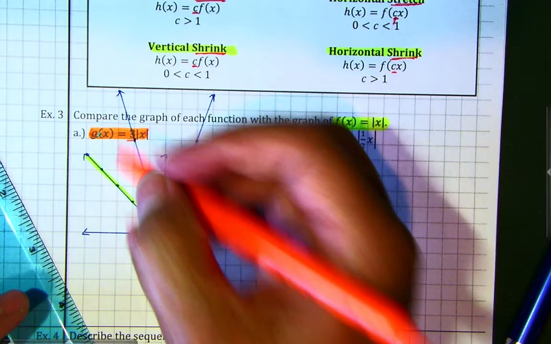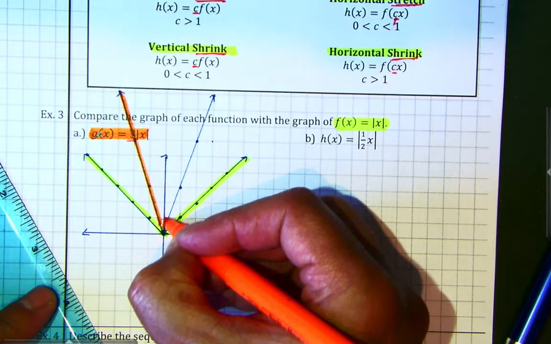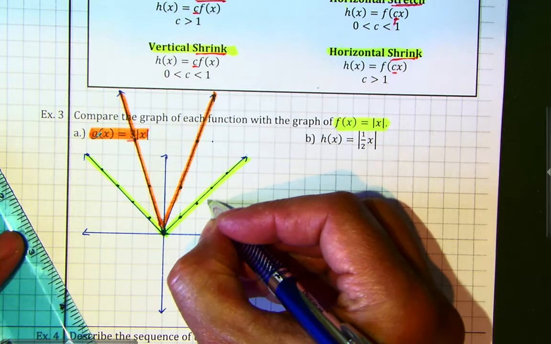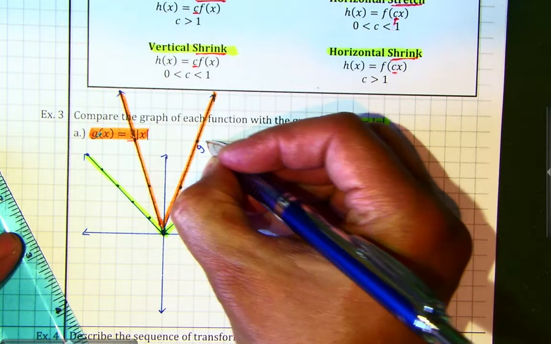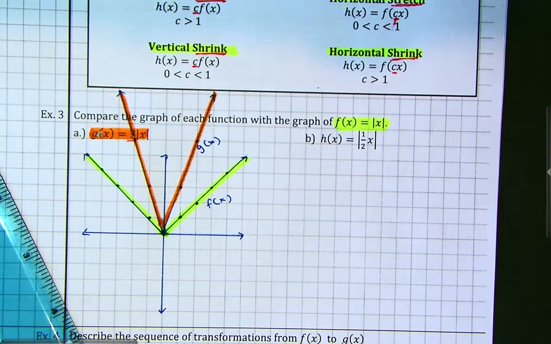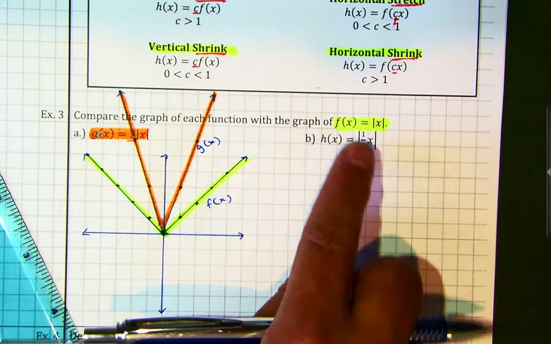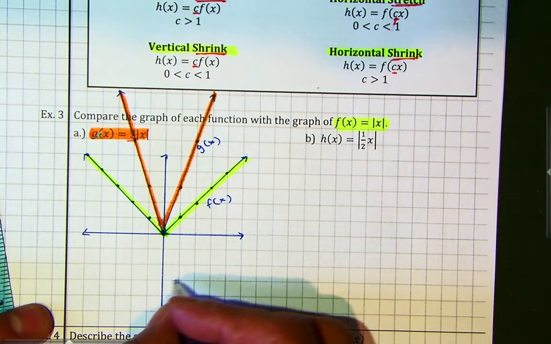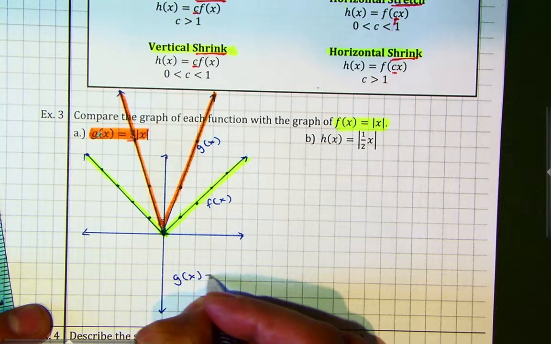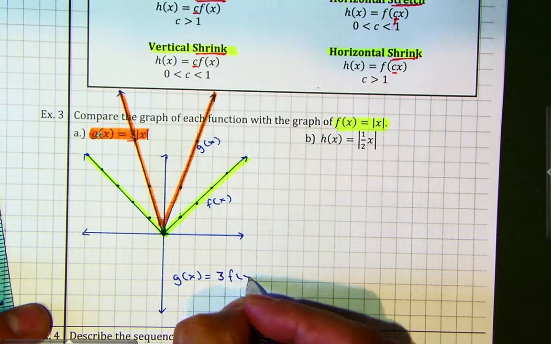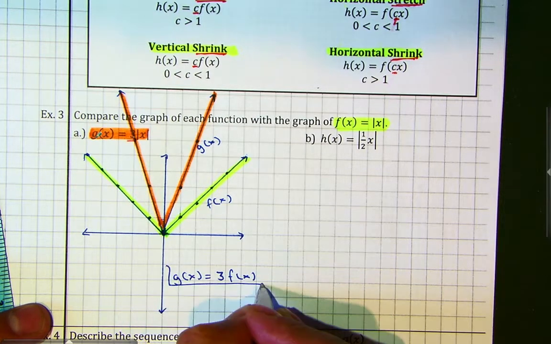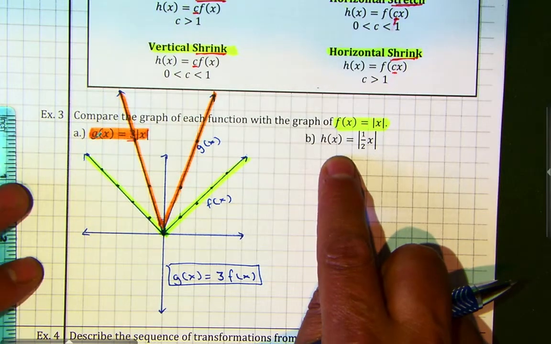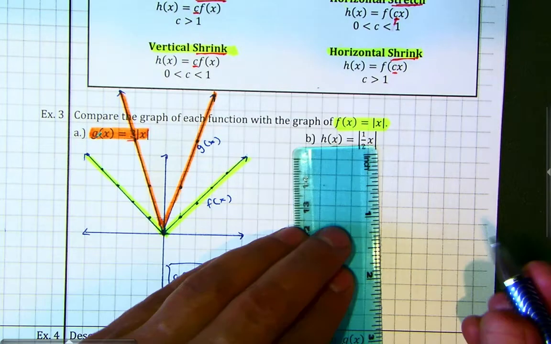I'm going to highlight it. This will be f of x, and this will be g of x. Now we can also express g of x in terms of f of x. So how will that look? That'll be g of x equals 3 f of x. Letter b. Let's make a 5 by 5 graph.